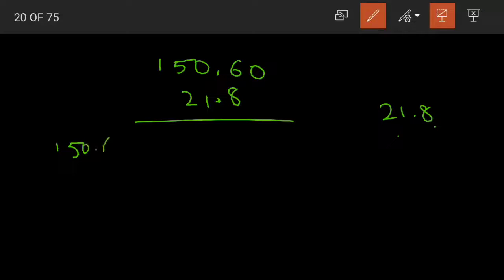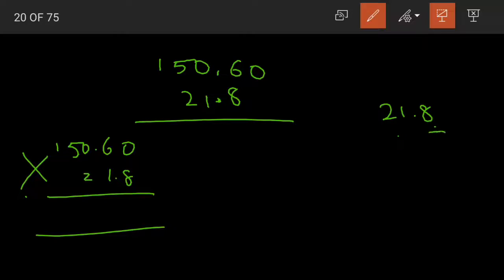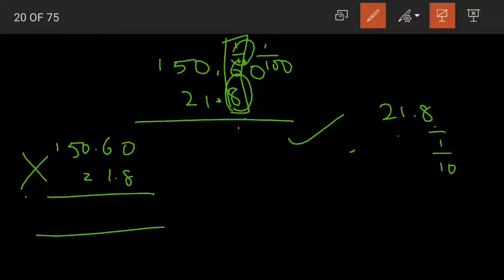Suppose I write like this, 21.8. Okay, this will be wrong again. See here, 8 is in the 1/10th place. Do you remember the place values? Yes, here 6 is in the 1/10th place and 8 is also in the 1/10th place. So they are written one below the other. This is correct. But if you look here, 0 is in the 1/100th place, whereas 8 is in the 1/10th place. So they cannot be written one below the other. This is the correct way.